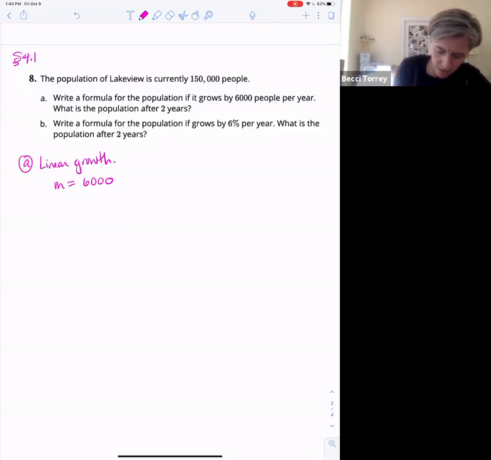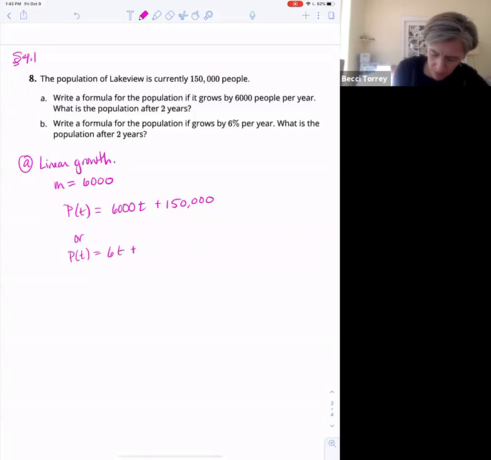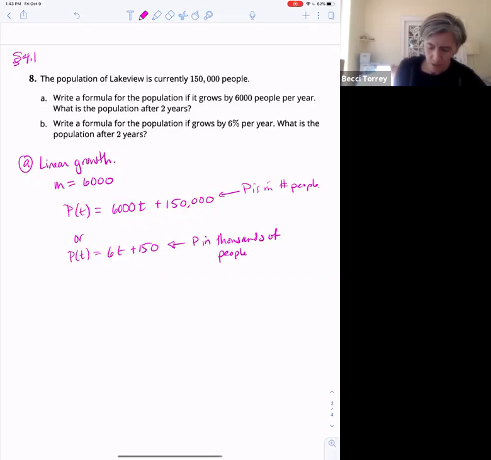So we can say that our population here is P of T. So we'd write population P of T for time is 6,000 times T plus 150,000 as a starting view. Or you could do P of T equals 6T plus 150, where P is in thousands of people. All right, so really pay attention to your units. This one, P, is in number of people, just the regular population size. Okay, so I'll probably use this part because I like my numbers to be smaller.